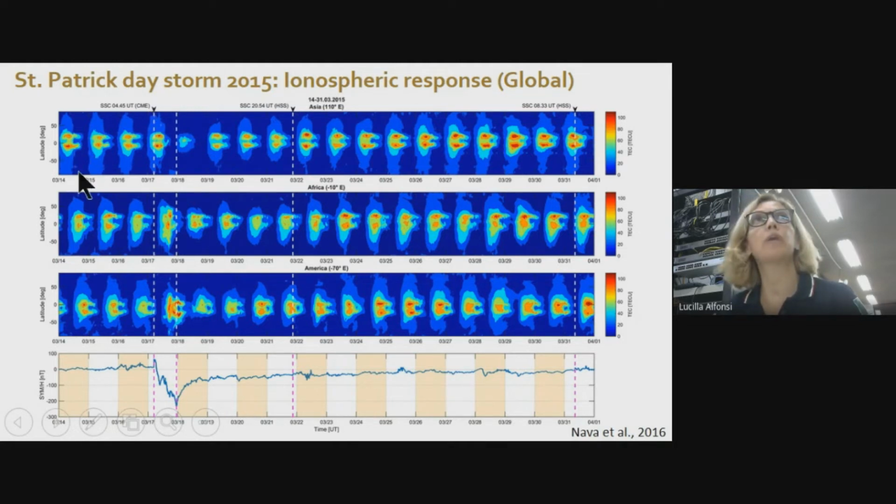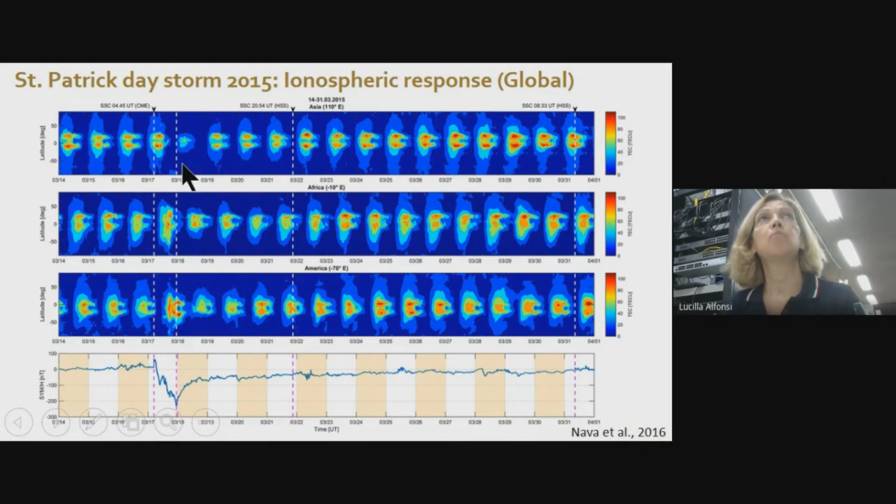Before the storm, you can recognize the two crests of the fountain and the trough, so the minimum in between. And this is visible for all the sectors. Again, this stack plot looks at the Asian, African, and American sectors. And when the storm starts, you can see how much the Equatorial Anomaly can be modified.